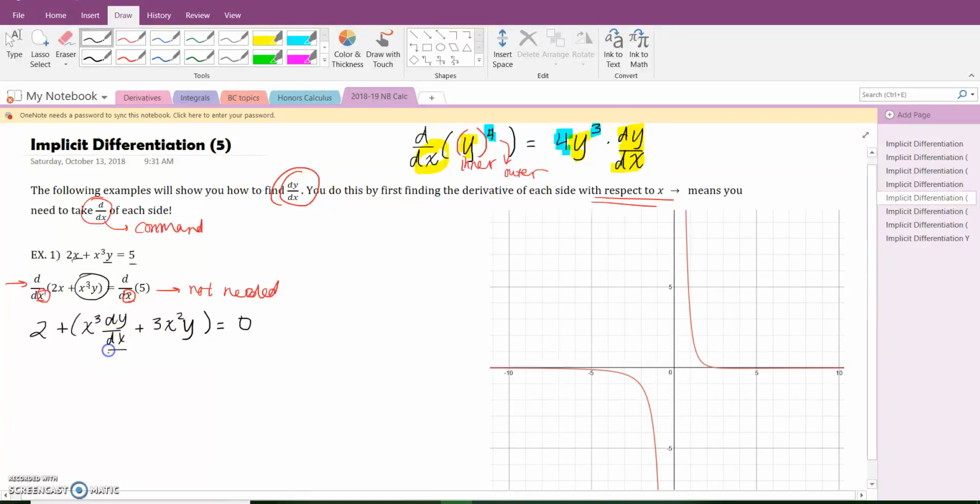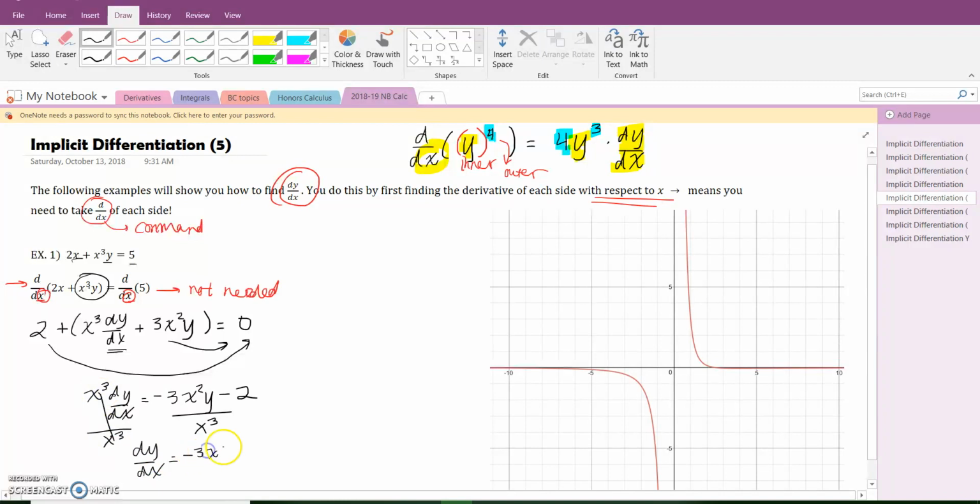Again, because I want to get dy dx alone, I need to be moving the other terms to the other side. So the term x cubed dy dx is going to stay right where it is. I'm going to move 3x squared y over, and I'm moving 2 over. Last thing I can do is divide by x cubed. So my final solution, the derivative of y with respect to x, is negative 3x squared y minus 2 over x cubed.